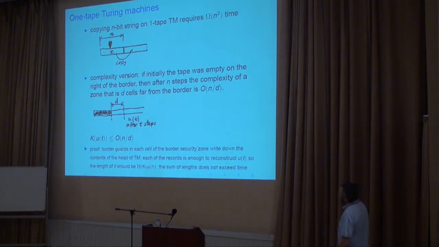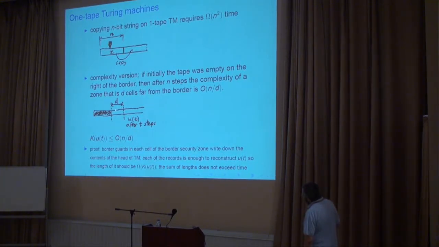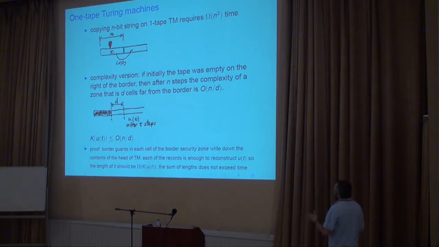it's just the classical trace method, but now it can be explained in an easy way. Imagine we install some kind of border guard somewhere in this border zone, and when the head of the Turing machine, like a messenger, is crossing the border from left to right, the guard always writes down what is in the head of the Turing machine.